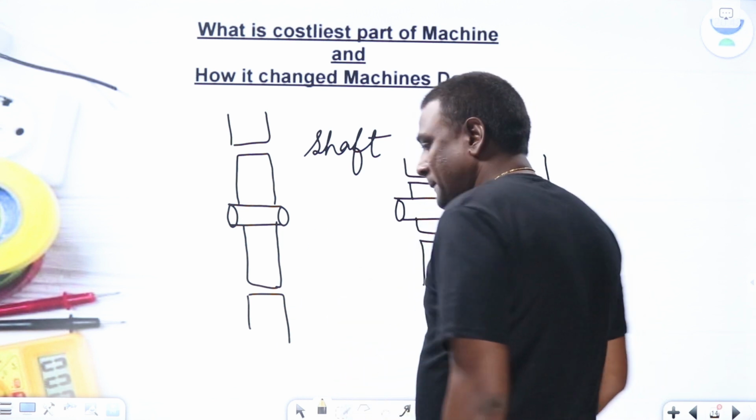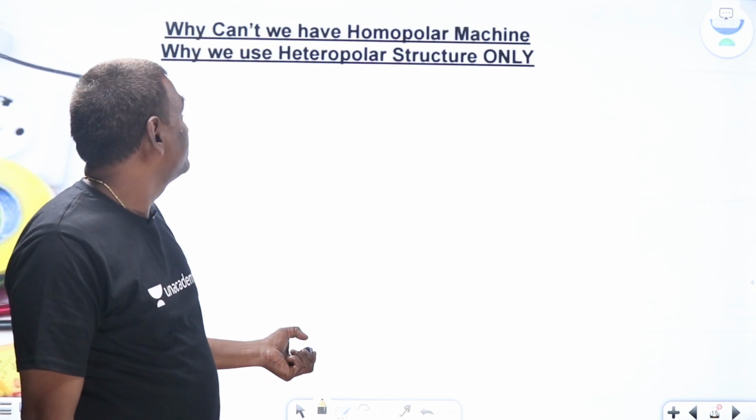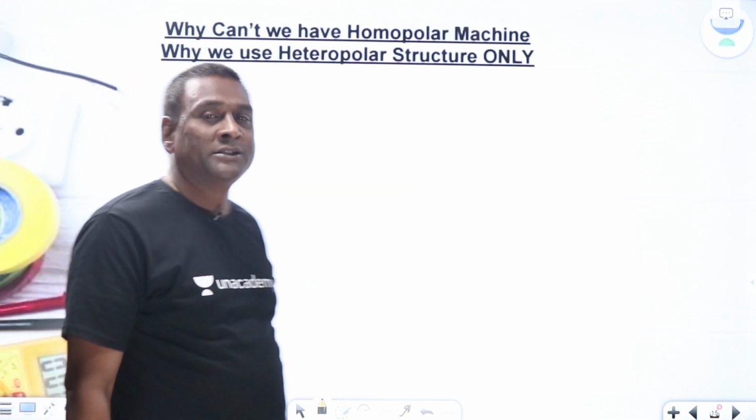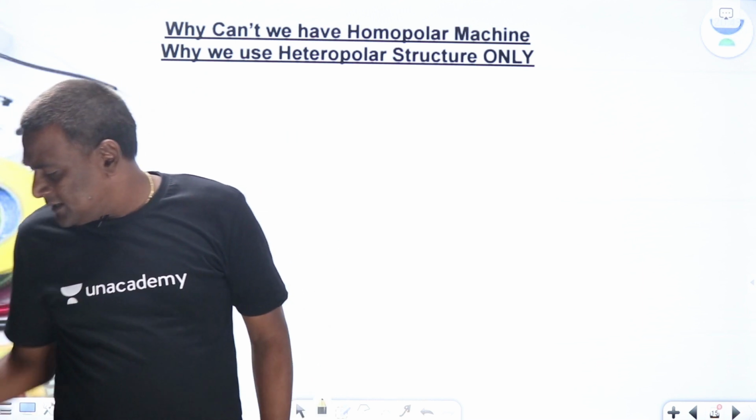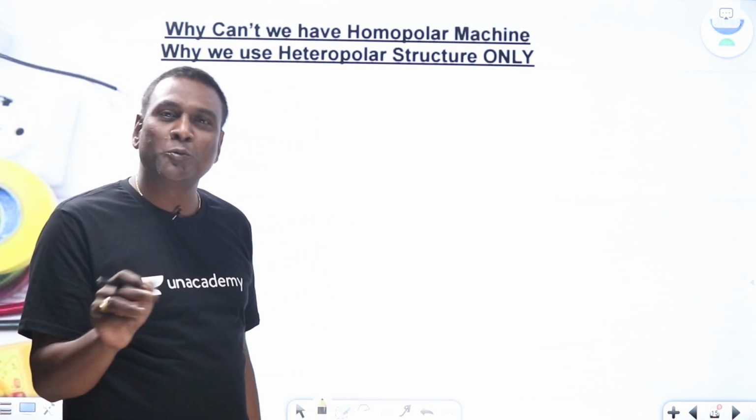Now the next thing is, why can't we have a homopolar machine? The answer is very simple. That is the back-to-back connection.